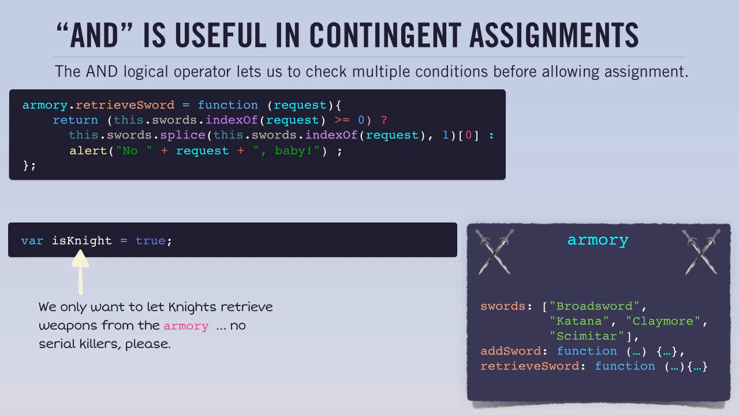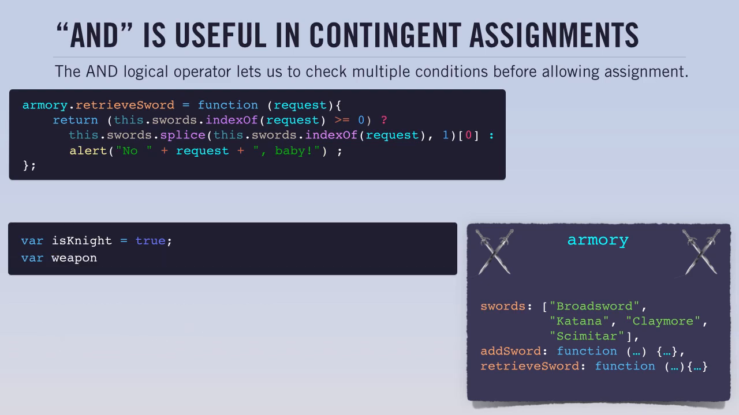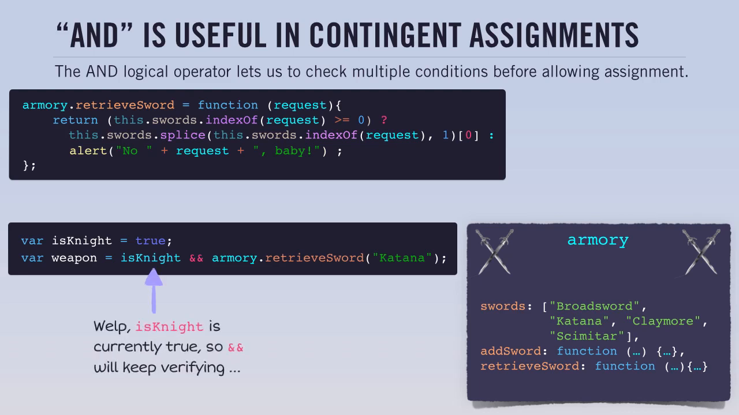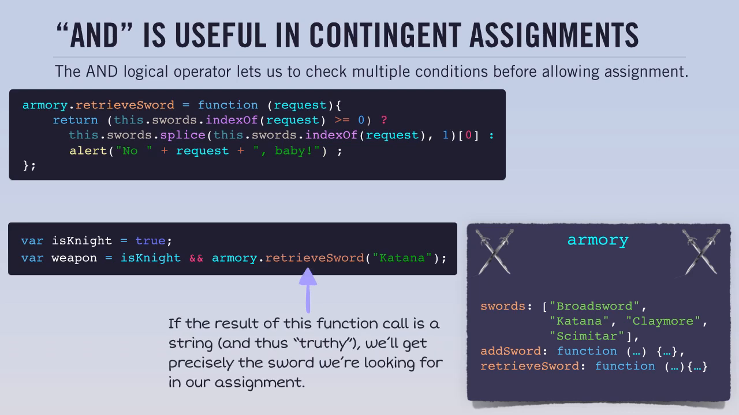The next thing we'll do is have a variable called weapon, and we're going to set up our very cool and logical assignment. The very first thing that and will check is whether the person that's asking for a sword is a knight. Well, isKnight is currently true, so and here is going to keep checking. And what is it checking on the other side of the and? It's a call to a function. Okay, so let's see what happens here. If the result of our retrieve sword function happens to be a string, well, a string is truthy, right?